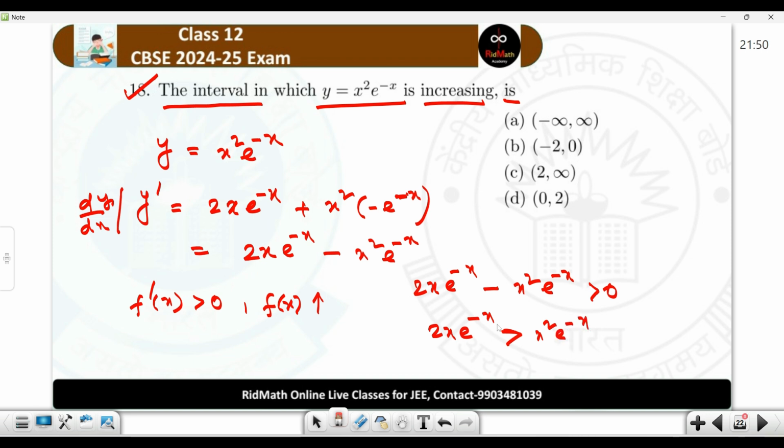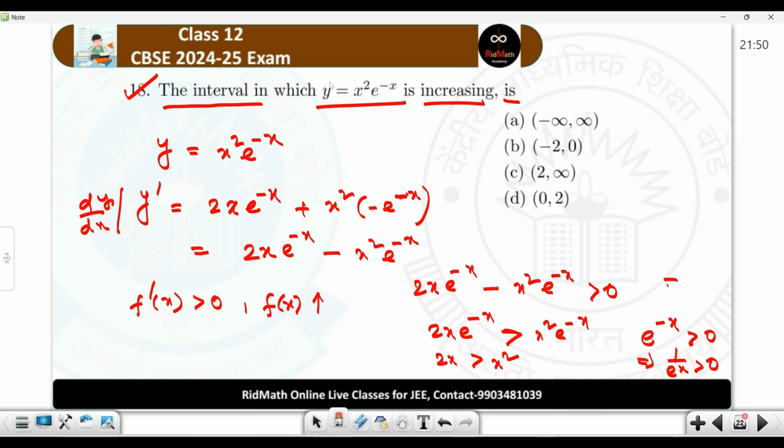Okay, this is e to the power minus x, and e to the power minus x on both sides, because e to the power minus x is always greater than 0 whichever x is. This is equal to 1 by e to the power x, and e to the power x is always positive, so this is also always positive. So that means 2x is greater than x square, that means x square is greater than 2x.